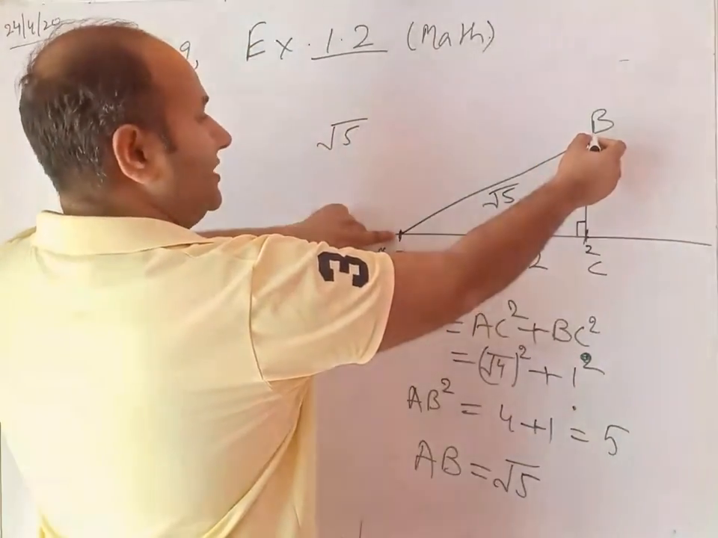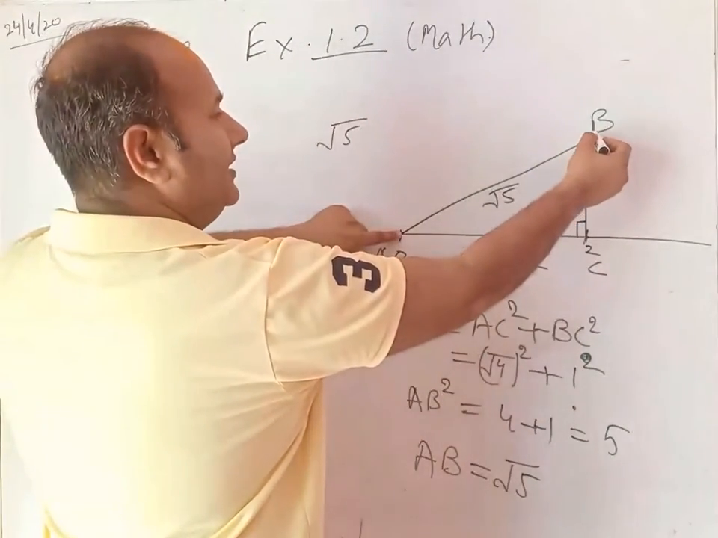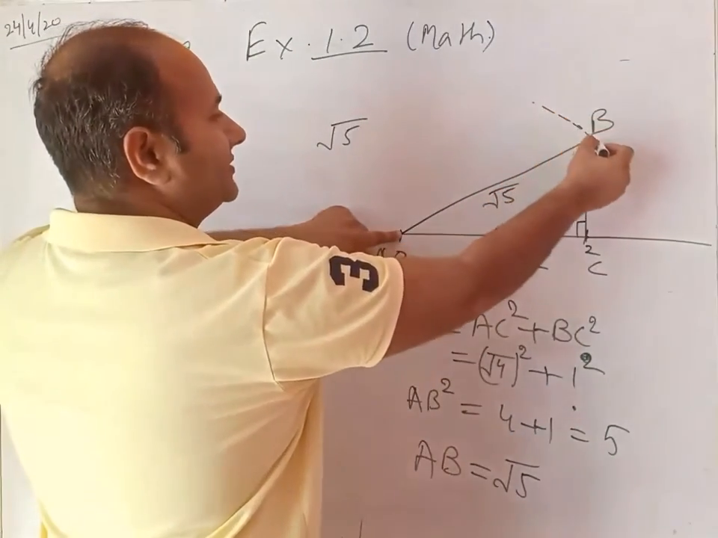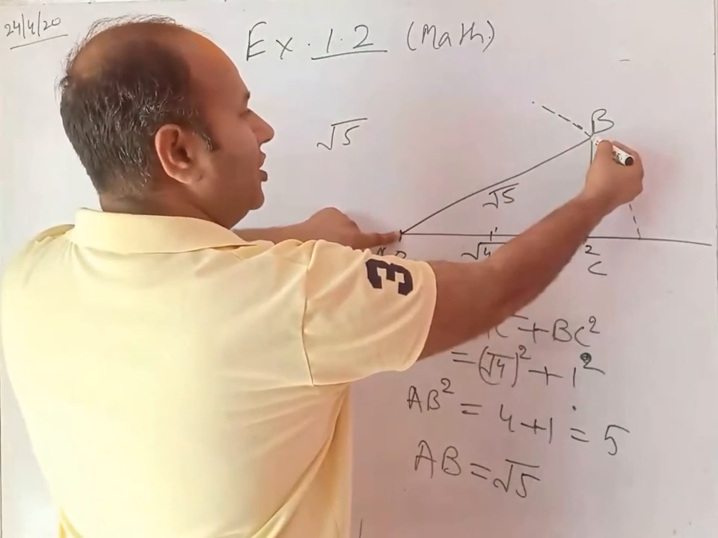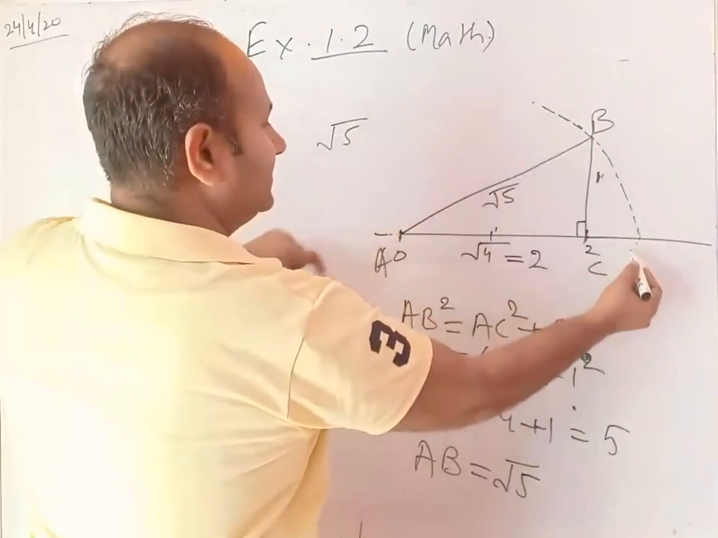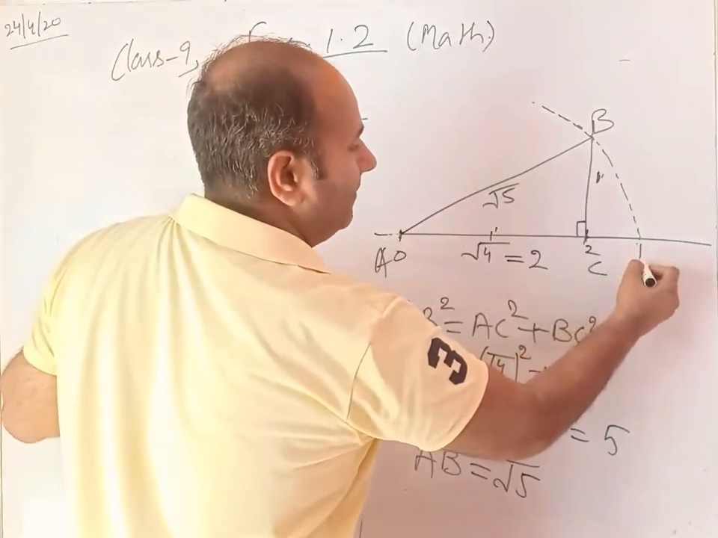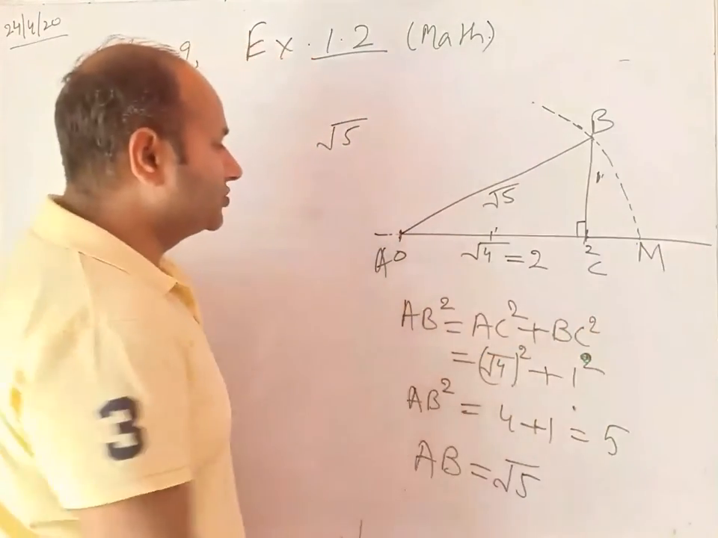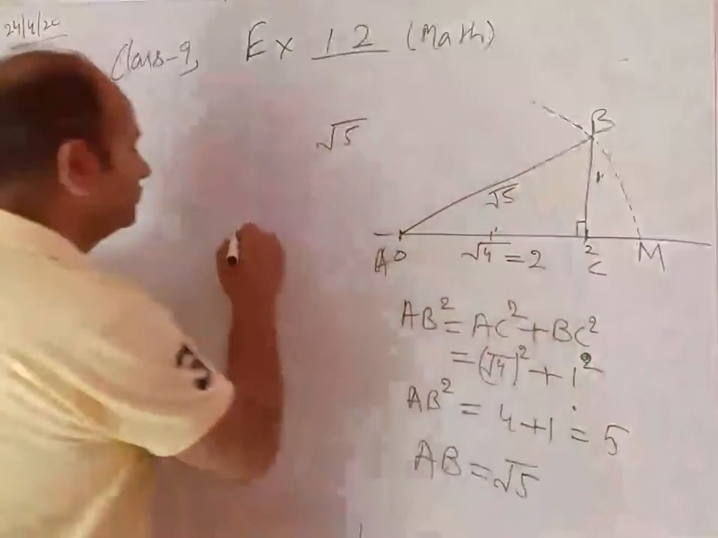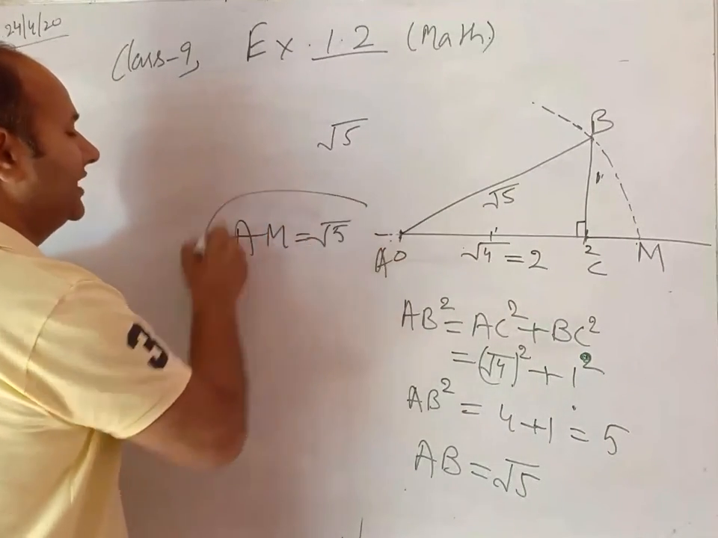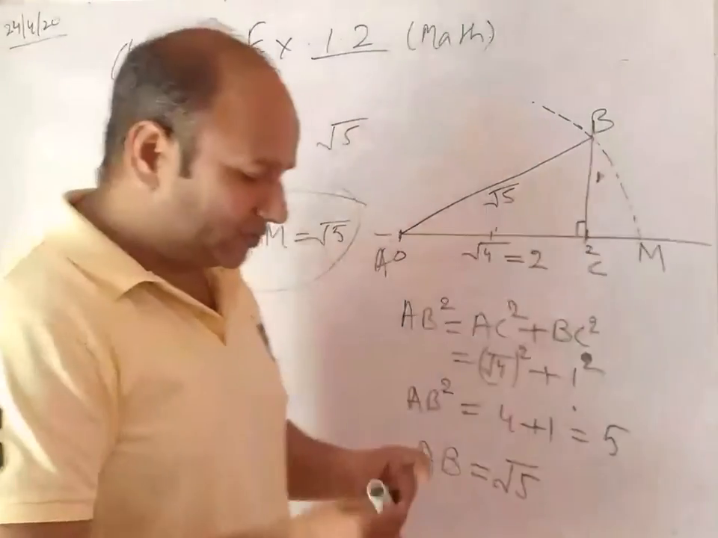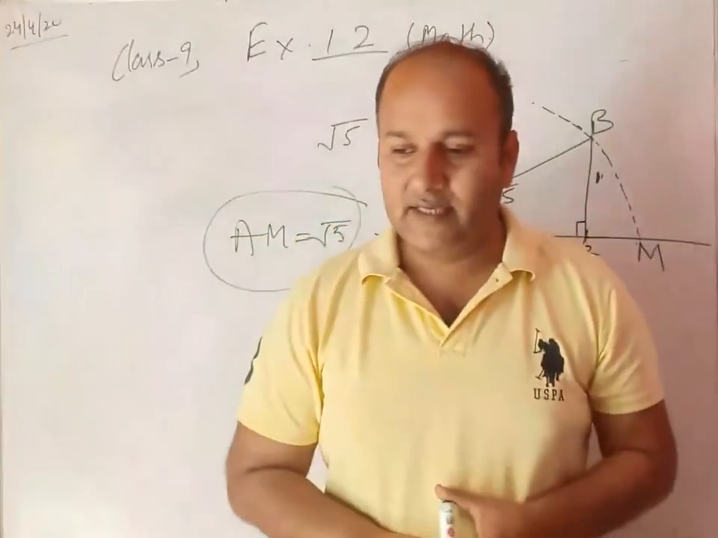Open your compass like this and mark a curve like this. Whether you measure this distance from here or from here, I name the point M. So AM is root 5. I think it was simple, and that's all for this exercise.